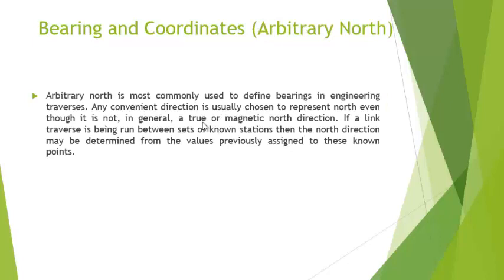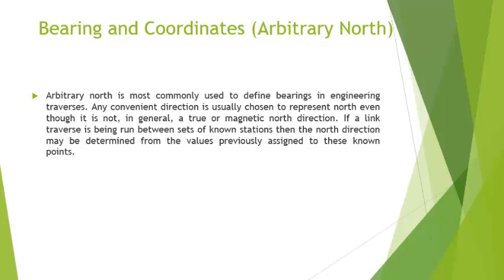Lastly is the arbitrary north, also known as assumed north. On certain types of localized surveying, it may not be necessary to establish a true magnetic or grid north direction. It's simply to have some desirable basis for establishing relative directions within the current survey. An arbitrary direction is assigned to some survey line from which all other lines are referenced.